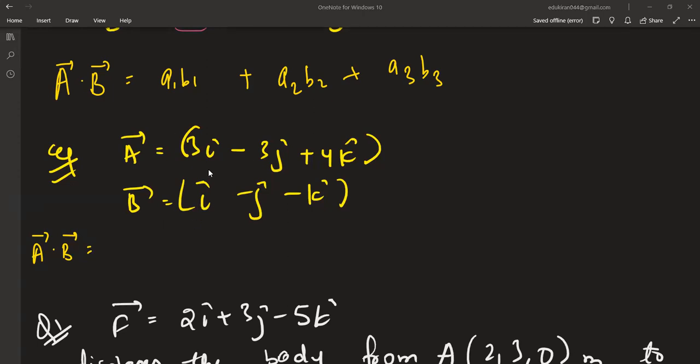Ma'am, yes. 3. Very good, because 3 multiplied by 1, here we will get 3 only. Yes, Sarah. Next, minus 3 into minus 1. This is minus 3 into minus 1, that will be plus 3, not minus 3.